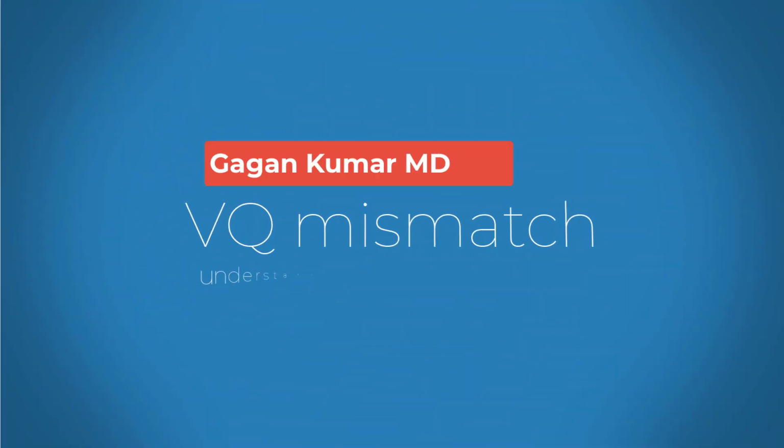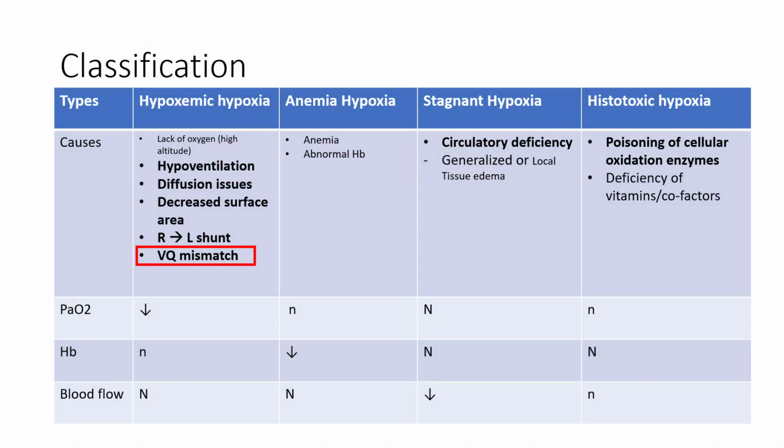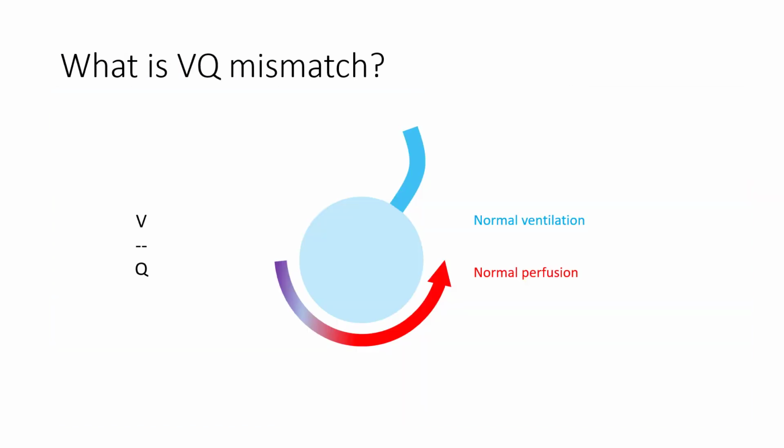Hello everyone, today we'll be talking about ventilation perfusion mismatch, also called VQ mismatch. This is the last reason for hypoxemic hypoxia in our series of lectures. So what is VQ mismatch?